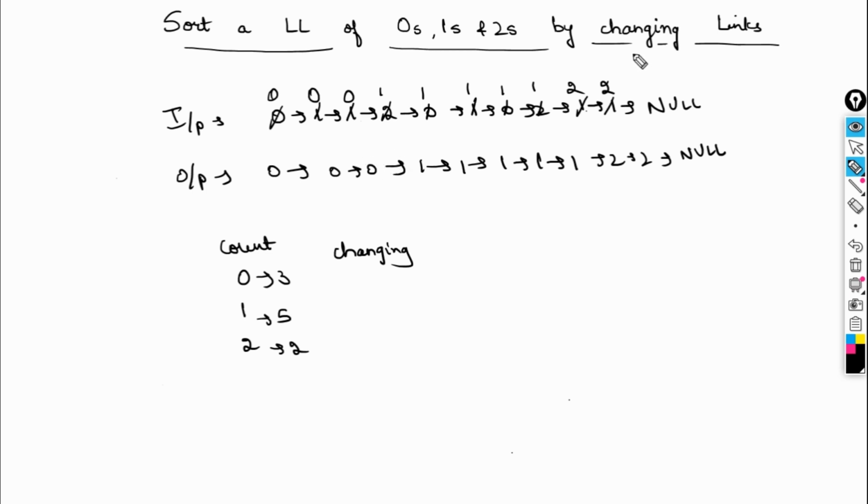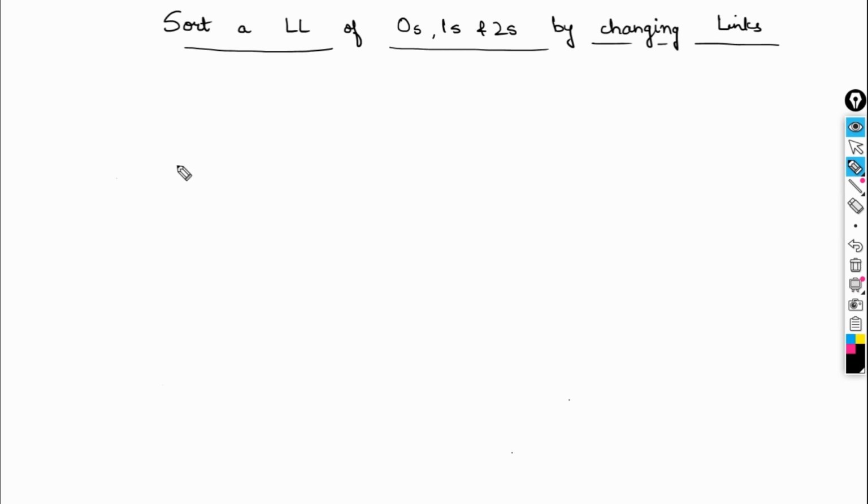Now I want to do a similar task, but by changing the links, not by checking the data, not by counting the number of zeros, ones and twos inside it. So let's discuss how we can do that. Say this is my list. It contains these elements.